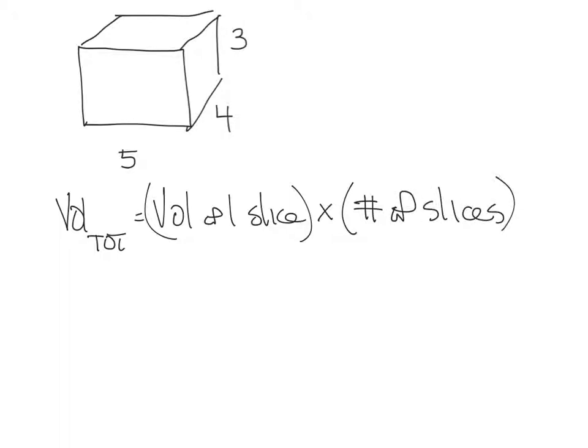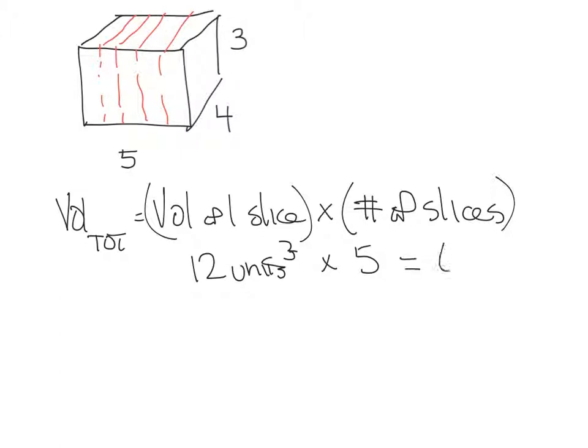Because if you sliced it this way in this example, you would have 5 slices, each of which would be a 3 by 4 layer, 1 unit thick. That means each slice in this case would be 12 units cubed, and you would have 5 of those slices, thus giving you 60 units cubed.